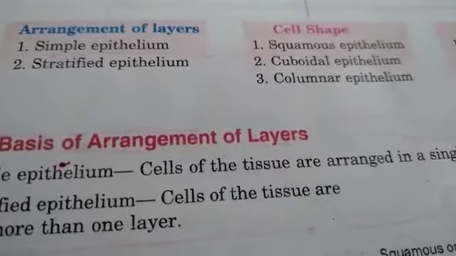Then second, the basis of shape. On the basis of shape, it is squamous, cuboidal, or columnar. If the shape is flattened, it is called squamous epithelium. If the shape is cubical, it is called cuboidal epithelium. If the shape is columnar, pillar-like, it is called columnar epithelium. First, we study squamous epithelium.